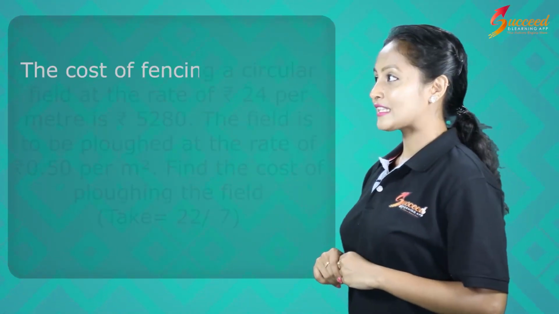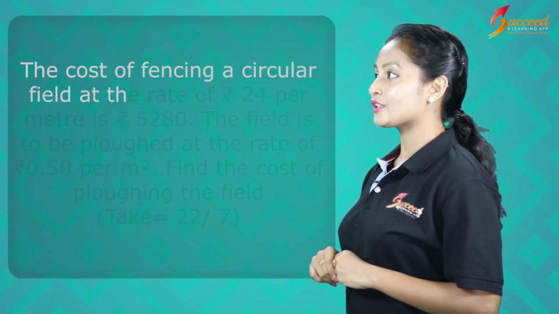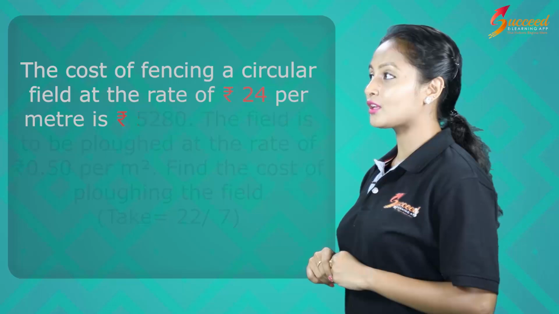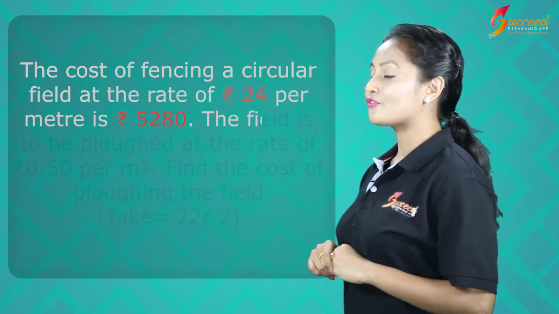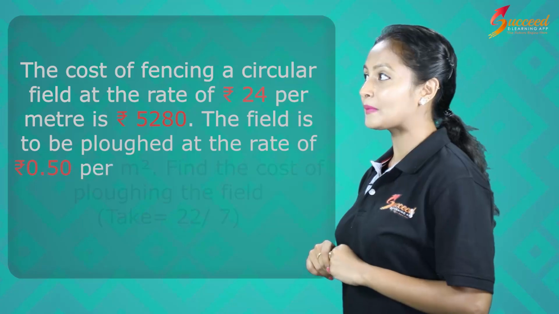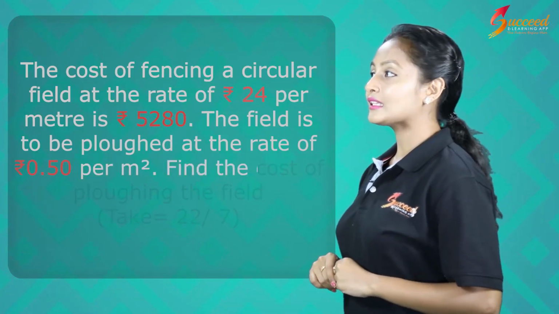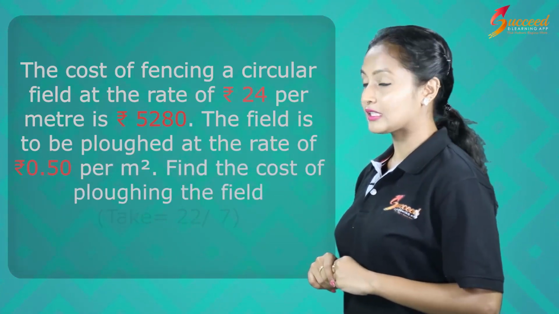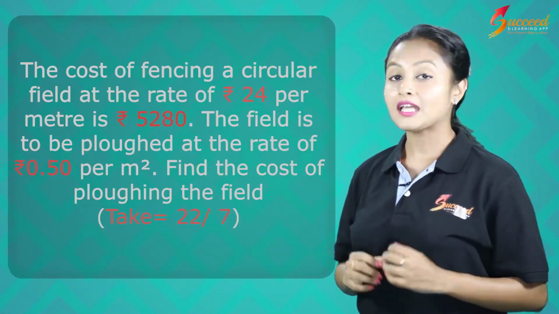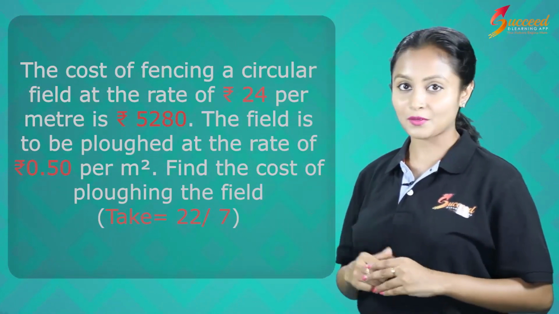The cost of fencing a circular field at the rate of rupees 24 per meter is rupees 5,280. The field is to be ploughed at the rate of rupees 50 paise per meter square. Find the cost of ploughing the field. Consider pi is equal to 22 by 7. Let us see how we are going to solve this problem.